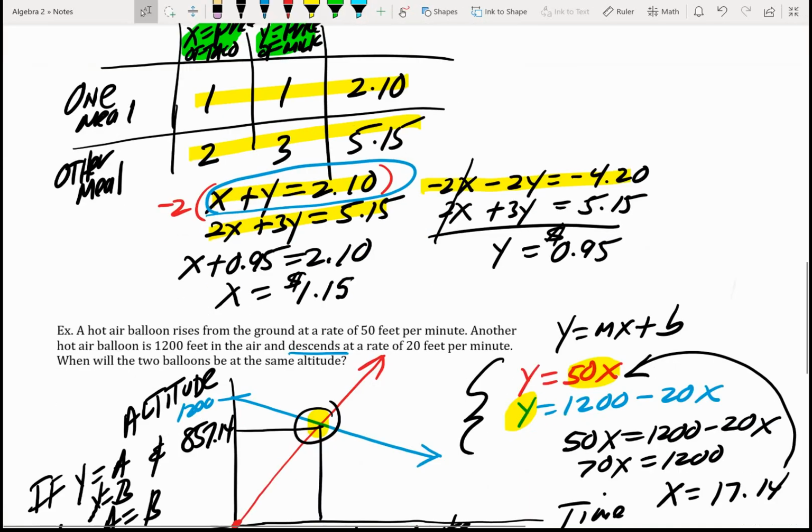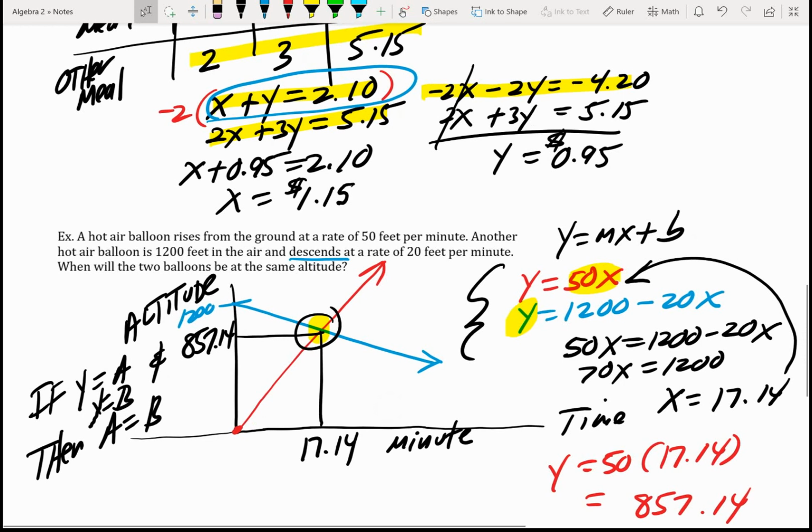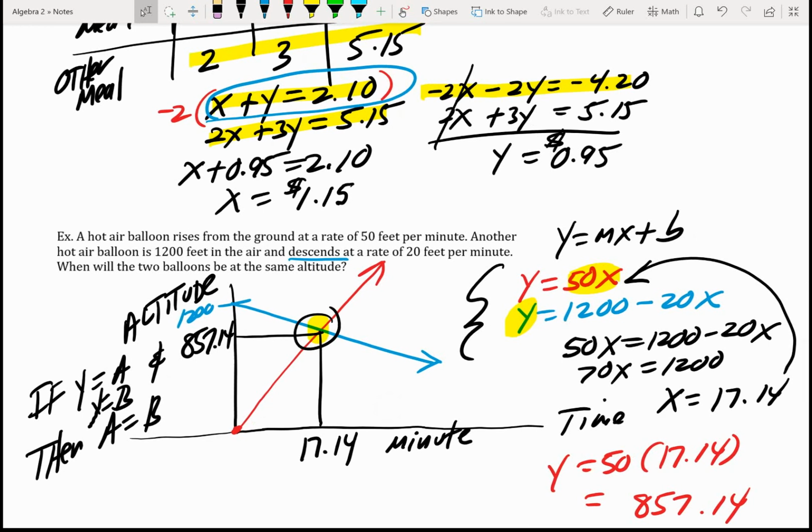Let's look at the last problem here. So here we have a hot air balloon. It rises from the ground at a rate of 50 feet per minute. Another hot air balloon is 1,200 feet in the air, and it descends. It falls at a rate of 20 feet per minute. When will the two balloons be at the same altitude?